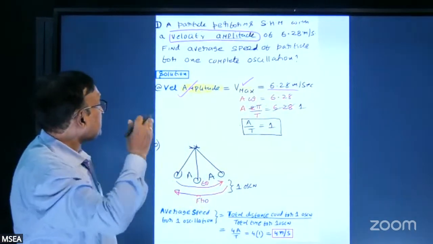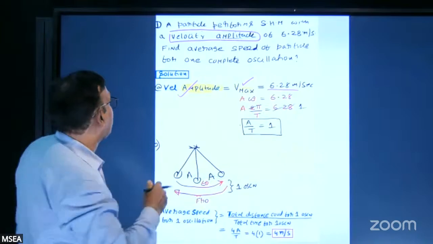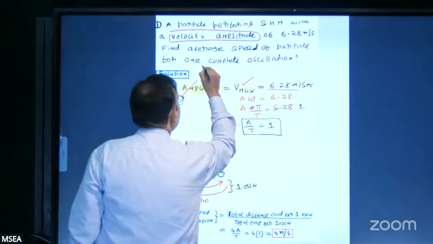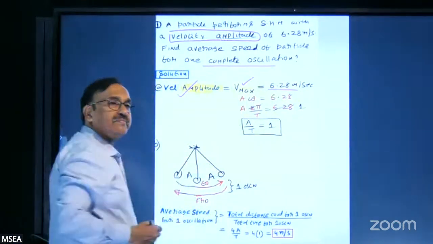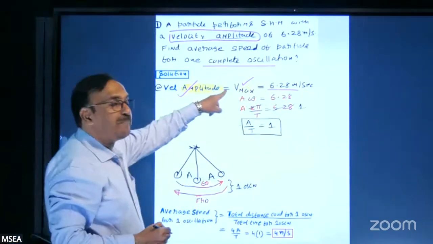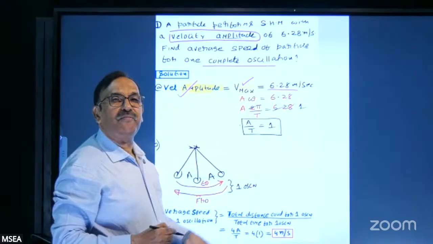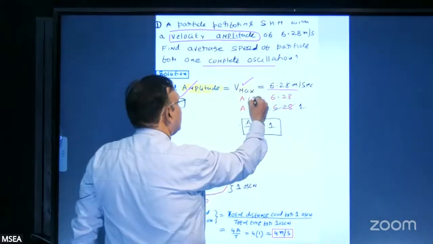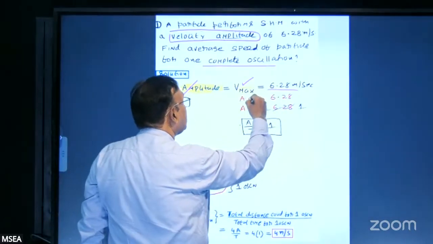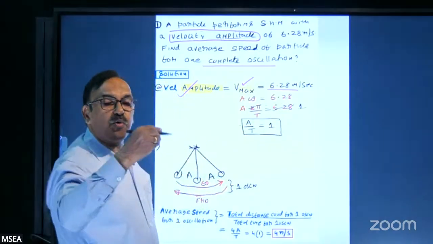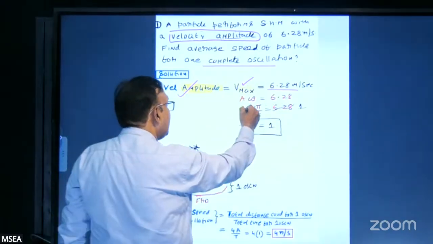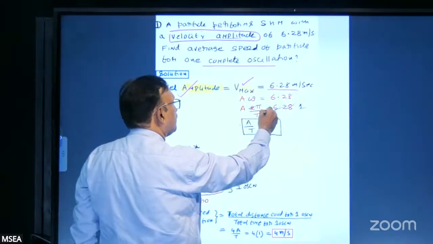I want to know the average speed of the particle considering one complete oscillation. Velocity amplitude means maximum velocity, given as 6.28. What is the formula for maximum velocity? A omega. A omega is 6.28. What is omega? Omega is 2 pi by T. So A into 2 pi by T is 6.28.